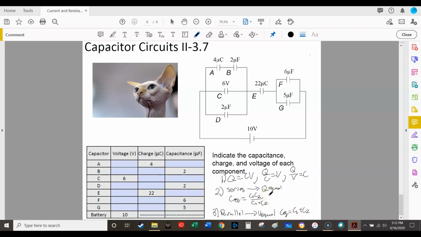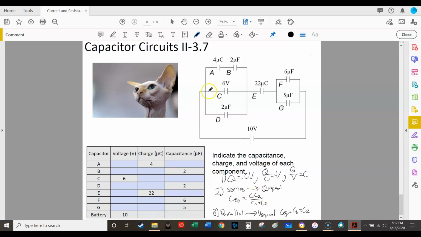Okay? So let's go ahead and try Capacitor Circuits part 2. So go ahead and attempt this puzzle, right? You know enough about these puzzles to figure it out. Right? Pause the video now.